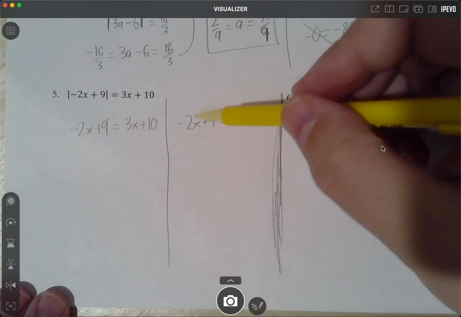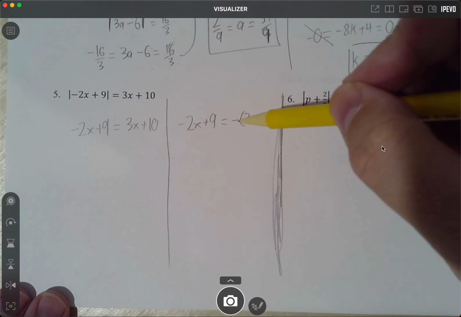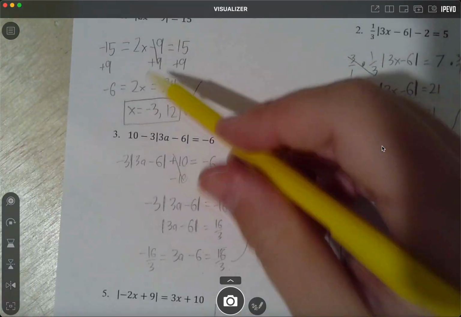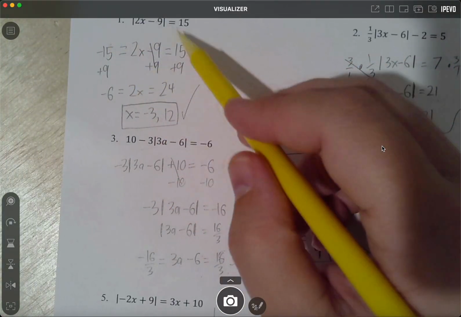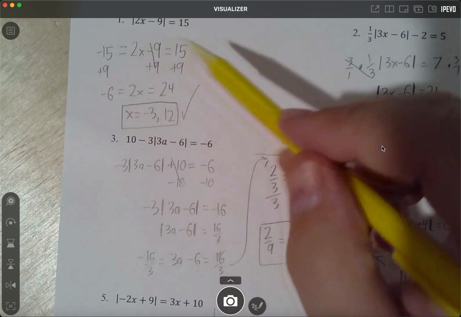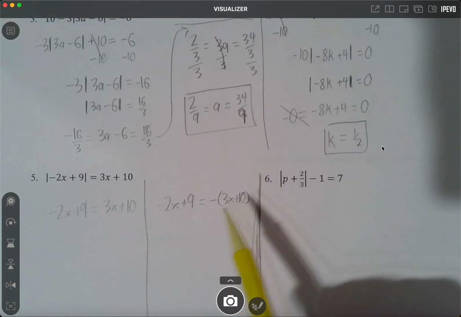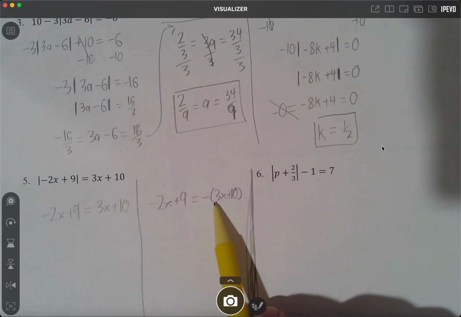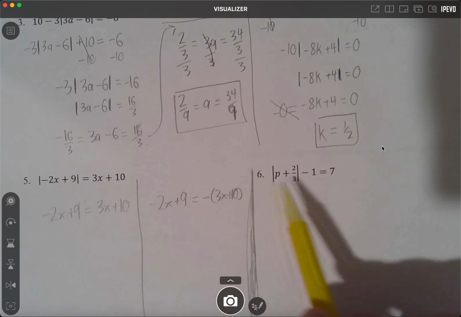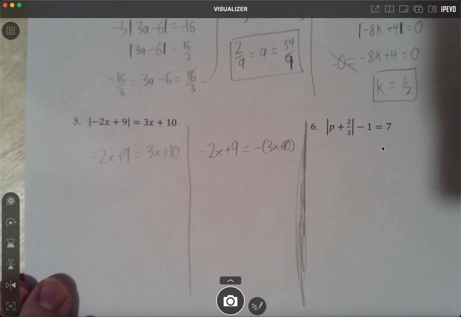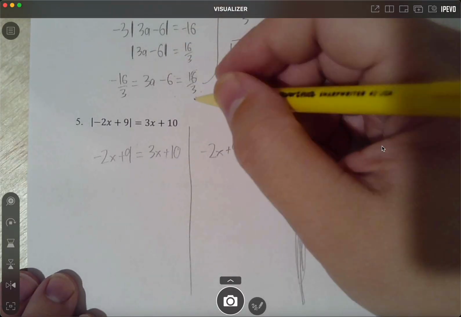Now here, I rewrite it, but there's a negative for what was on the other side, right? Here there was a 15, so we wrote the negative version of 15, the negative version of the other side. It was always one number. So here's what the negative version of the other side looks like. It's negative distributed to the entire other side. So it's in parentheses, right? And the negative has to multiply to both parts. All right, let's keep going and see what we get.